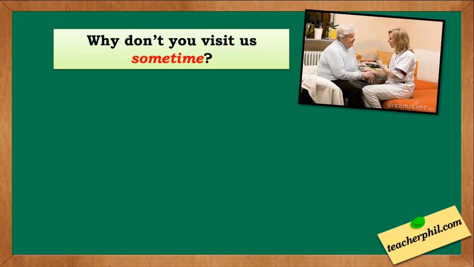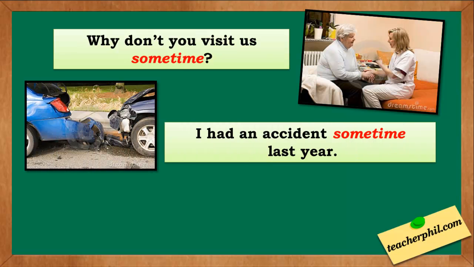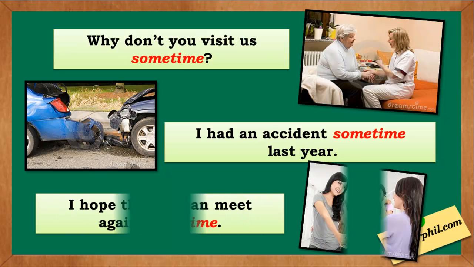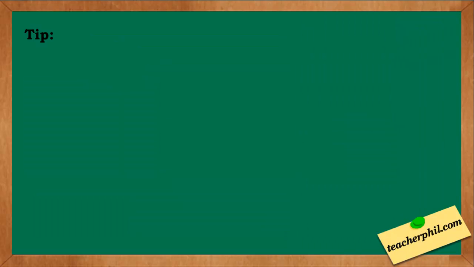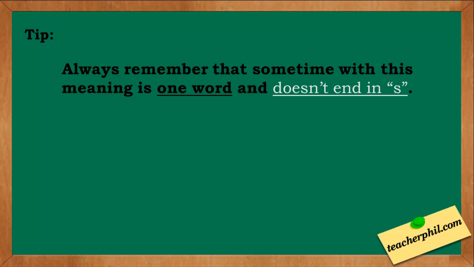Examples: Why don't you visit us sometime? I had an accident sometime last year. I hope that we can meet again sometime. Tip: always remember that sometime with this meaning is one word and doesn't end in S. It's just like writing sometimes without the S.